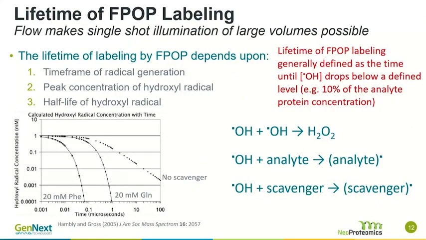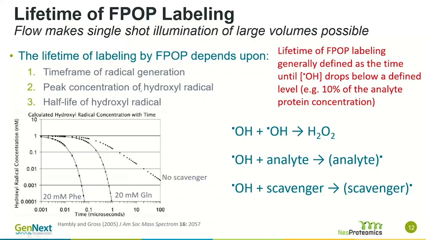Okay, so we've talked about how we make radical, how we make more, how we make less, and how we calculate our exclusion volume. The next thing we need to think about is the lifetime of labeling. So the lifetime of labeling in FPOP depends, again, remember, on three things.